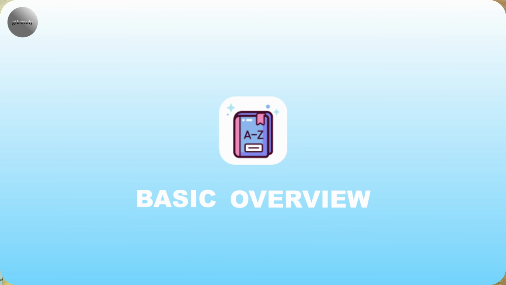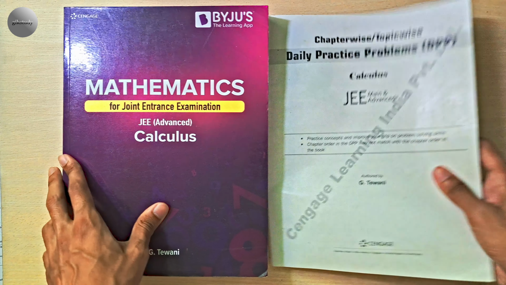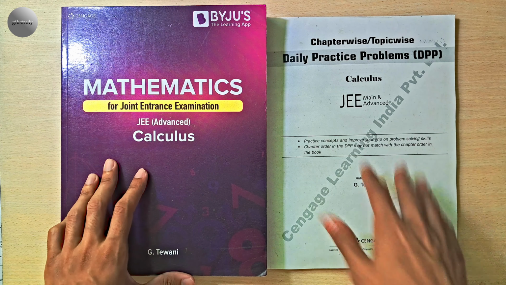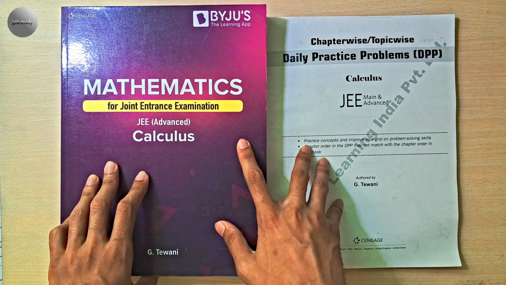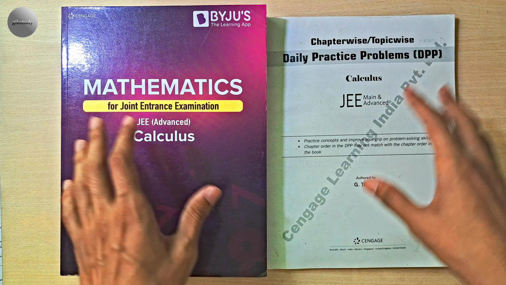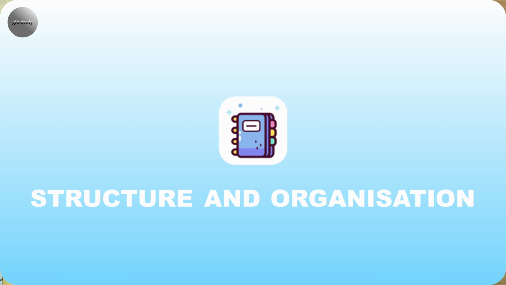For the basic overview, you get this book along with this DPP. Okay, so you get a book and a DPP. That's the basic thing. And also this book is primarily for JEE Advanced focused. Also, you can use it for JEE Mains. So basically, this book is meant for JEE Main and Advanced aspirants. Now let's look at the book first and then the DPP.